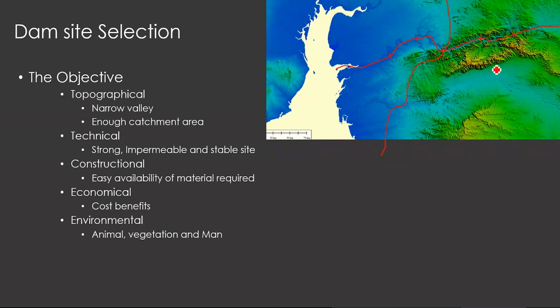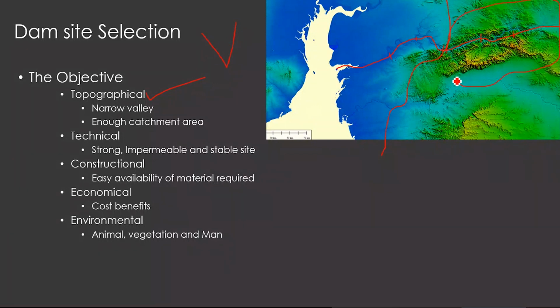If you see the first point, what I have written here is the topography. What do we mean by topography? By topography we mean the surface character, whether it is an undulating surface, or a plain surface, or a hilly terrain. In that kind of topography, we prefer to go for a location where we get a very narrow valley with a wide catchment area.